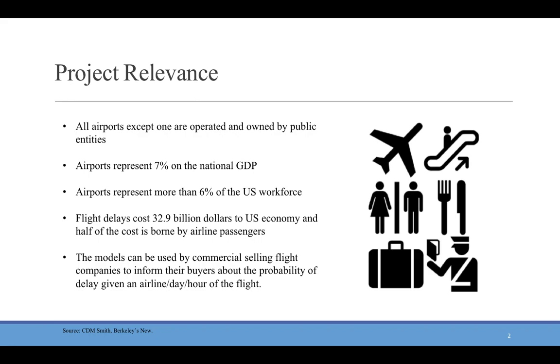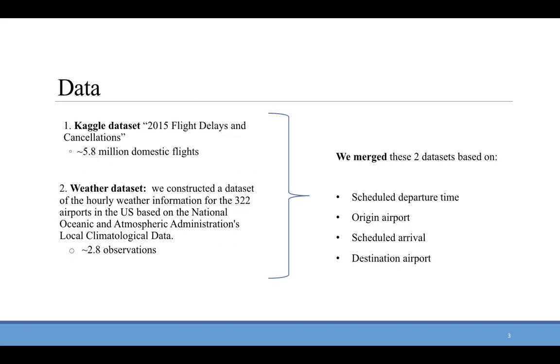For this project, we used two datasets. First, a large dataset of the USA domestic flights in 2015, nearly 5.8 million flights. Second, we built a dataset of hourly weather-related variables for all the USA airports based on the NOAA data. This dataset has 2.8 million observations.